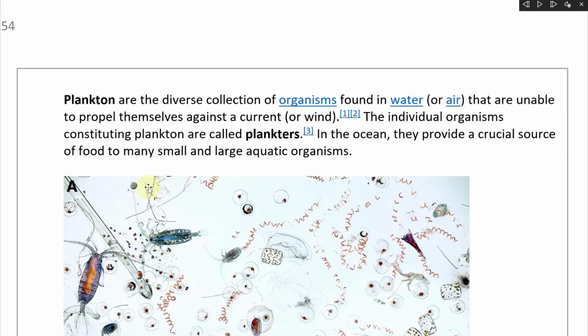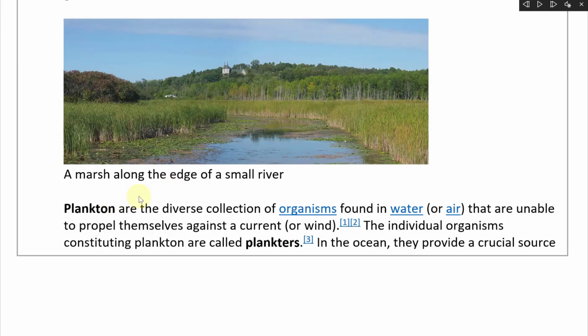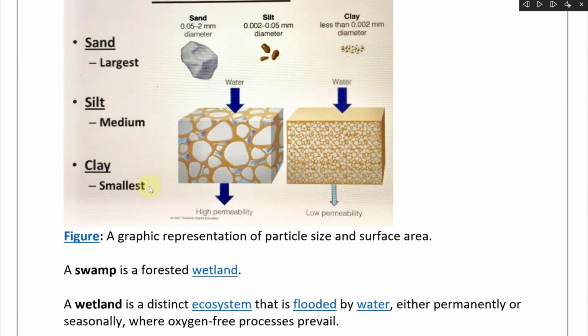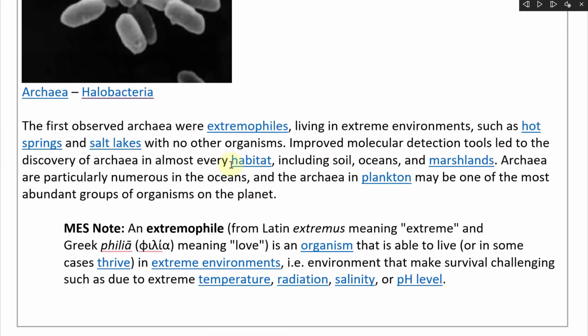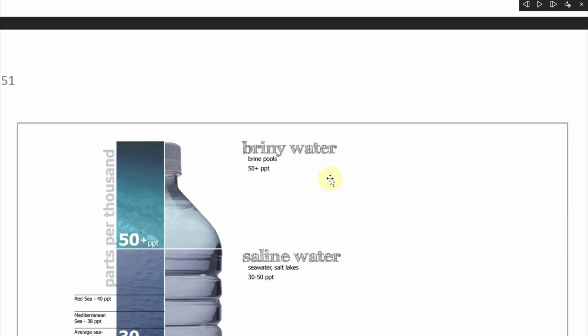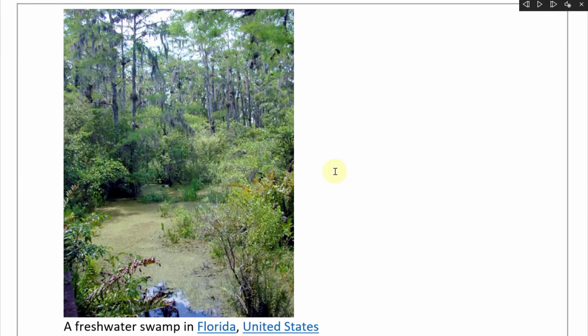All right, going further, plankton. Let's go back to where we made a note on it. Right here, archaea are particularly numerous in the oceans, and the archaea in plankton may be one of the most abundant groups of organisms on the planet. So archaea in plankton.